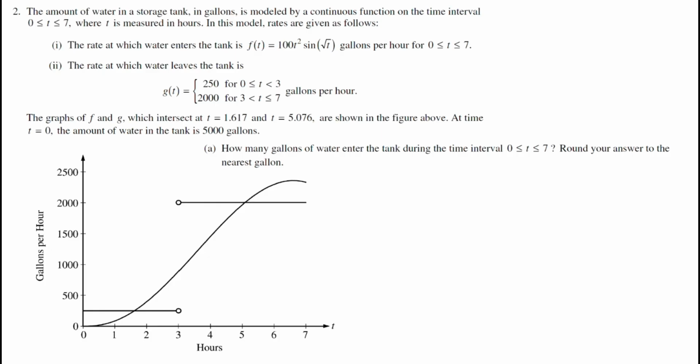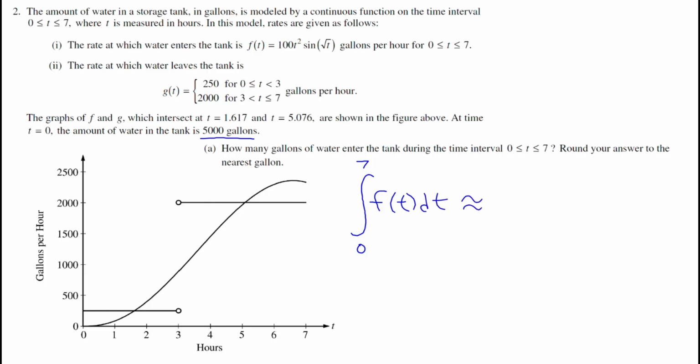And it also tells us that at the beginning, at t equals 0, we have 5,000 gallons in the tank, right? We have an initial condition. So part A just says how many gallons of water enter the tank on the interval from 0 to 7. Well, the amount that enters the tank is just the rate at which it enters integrated. So the rate at which it enters is f of t. So all we want to do is do an integral on the interval from 0 to 7 of f of t dt.